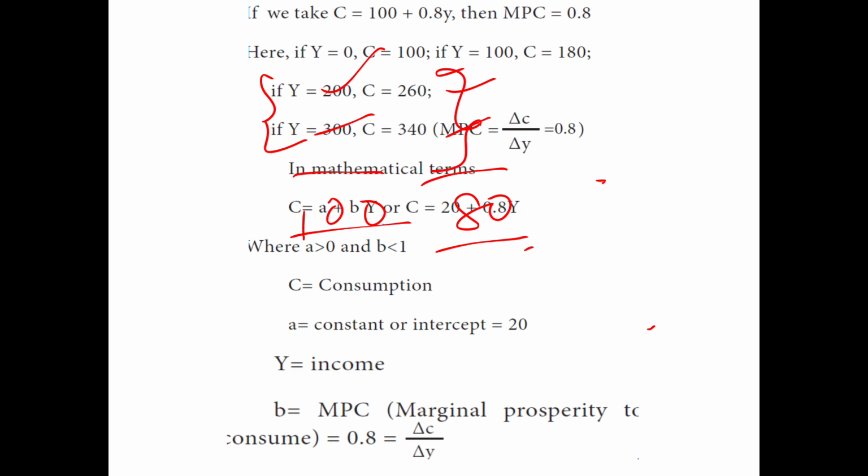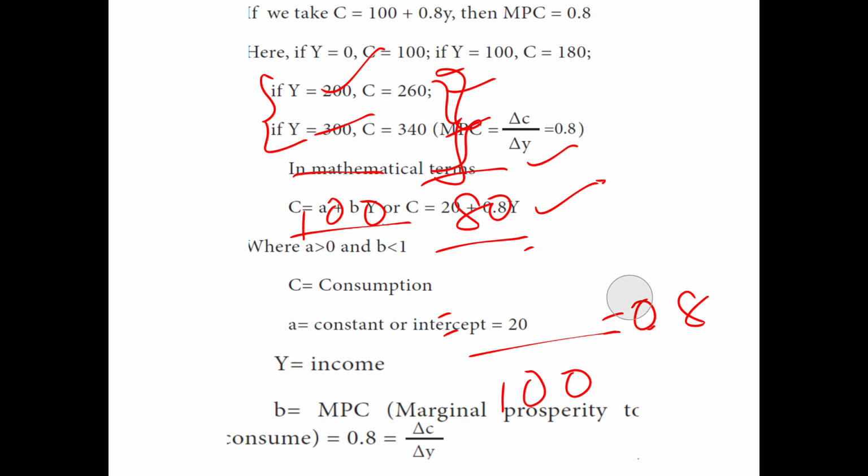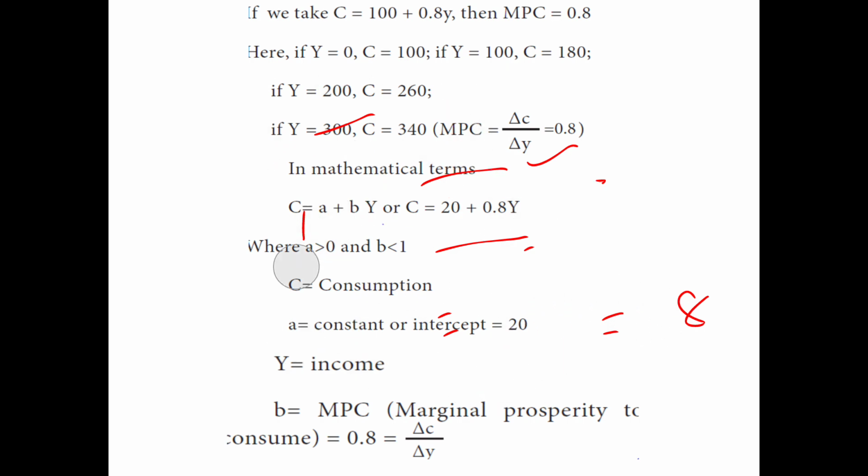Okay, now this difference you can put it into an equation. MPC is equal to 80. What is the change? Difference between these two is supposed to be 80, divided by what is the change in income? It is supposed to be 100. So this is equal to 0.8 as such. Clear? Okay, so this is how you calculate the MPC. Hope you have no doubt regarding this.